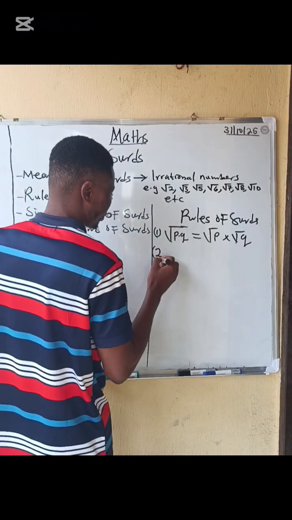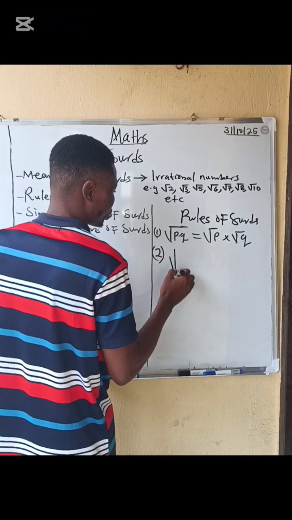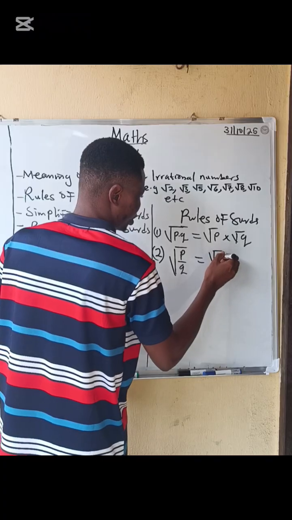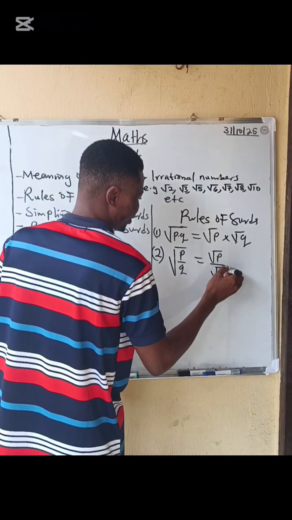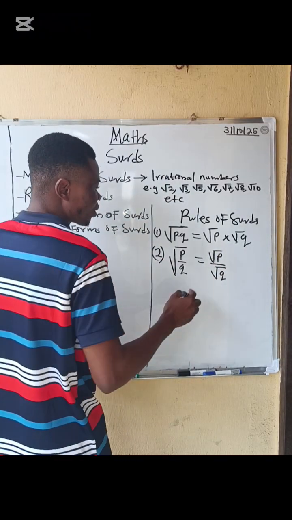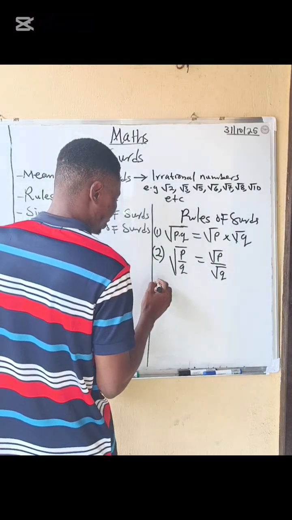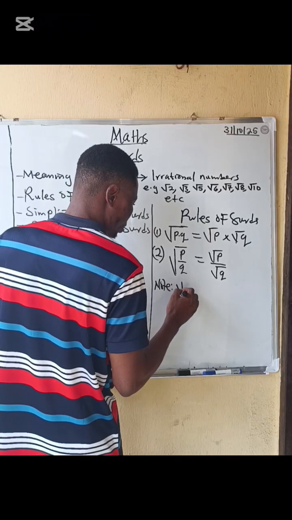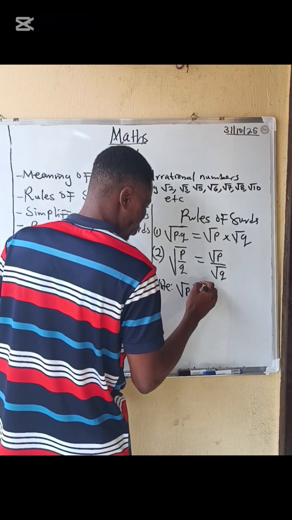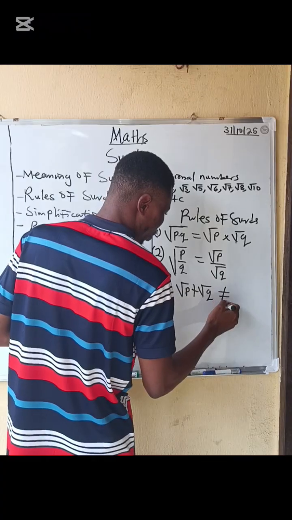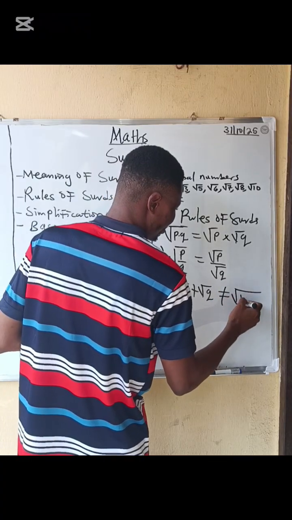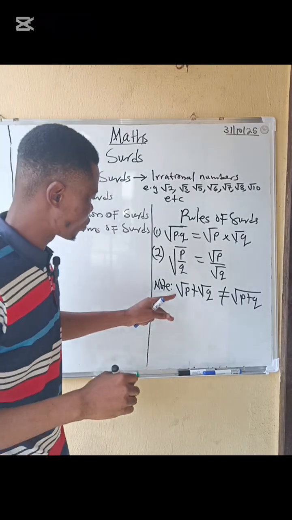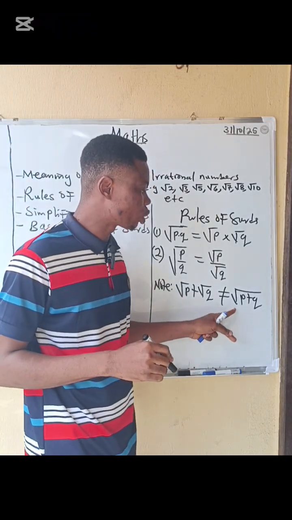Rule number two is square root of p divided by q is the same thing as saying square root of p divided by square root of q. Also note this, very important: square root of p plus square root of q is not equal to root of p plus q.